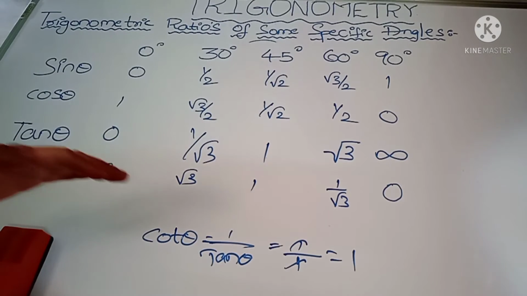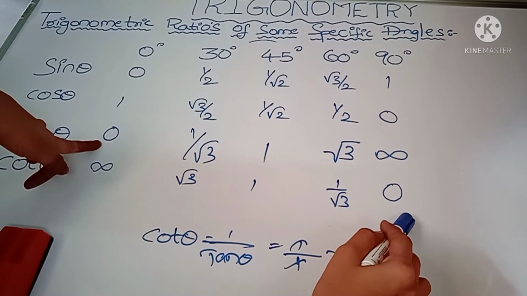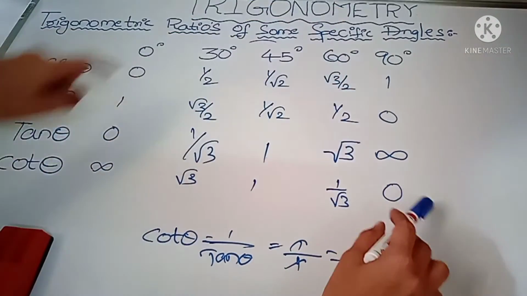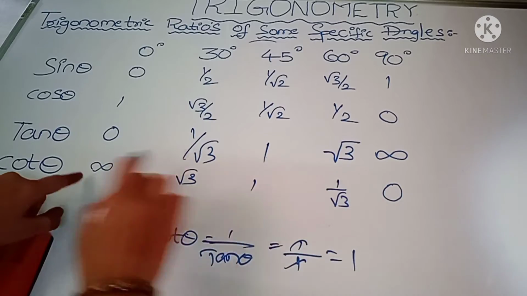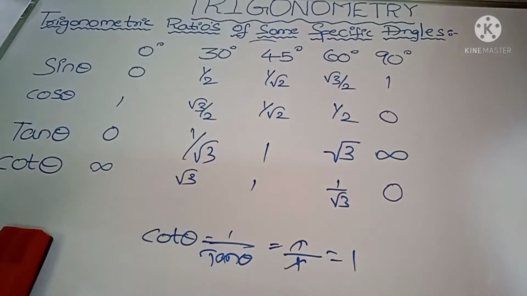And here it is also the same. It is nothing but, see, cot 0 is equal to tan 90 degrees. And here, cot 90 degrees is equal to tan 0. Yes. Next one, cot 0 is tan 90. We are just reversing the values. See here.